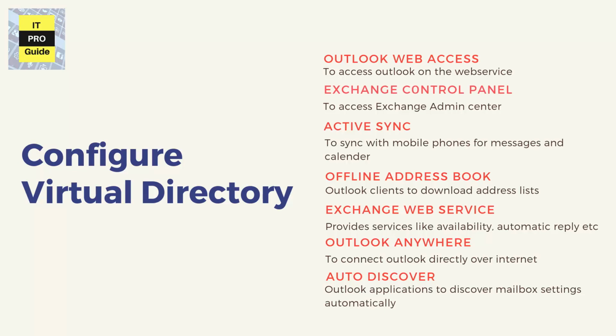Then Exchange Web Services provides services like availability and automatic reply, etc. Then Outlook Anywhere is very important, where your Outlook clients connect to the Exchange server over the internet directly. Then Autodiscover, which is very important because your Outlook clients or mobile phones get the configurations automatically from the Autodiscover URL. If you don't have the Autodiscover URL, then you cannot configure your phones or Outlook clients automatically. You need to manually enter the server name, domain address and everything. So Autodiscover will help you get your Outlook clients or phones configured automatically.